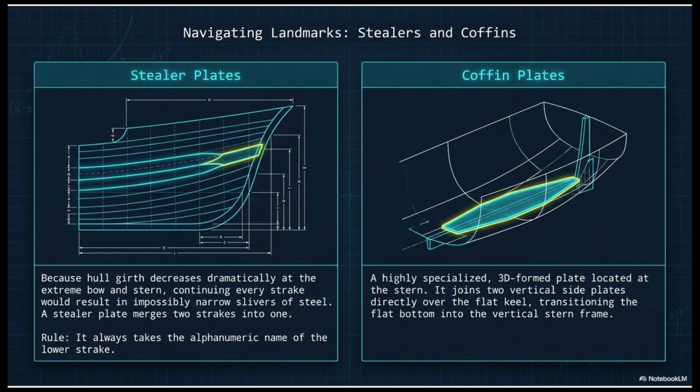A stealer plate merges two strakes into one. Rule: it always takes the alphanumeric name of the lower strake. Coffin plates: a highly specialized 3D formed plate located at the stern. It joins two vertical side plates directly over the flat keel, transitioning the flat bottom into the vertical stern frame.